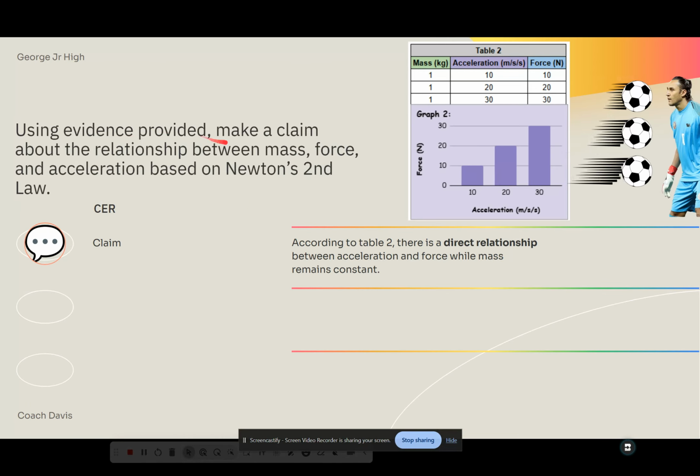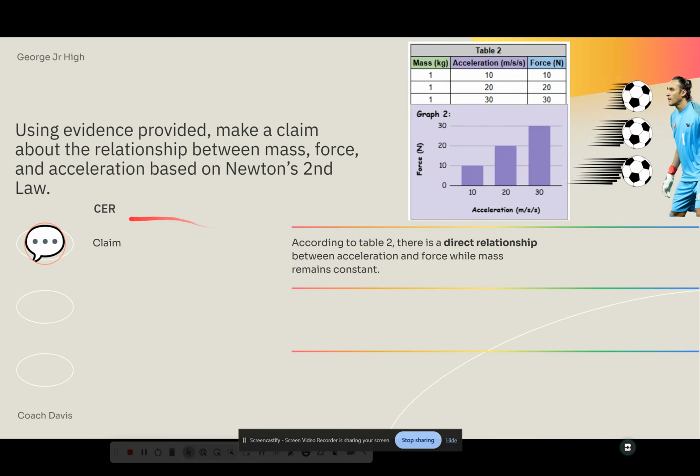Using the evidence provided, make a claim about the relationship between mass, force, and acceleration based on Newton's second law. So let's look at this. The soccer balls all look to be the same size. Except it looks like our acceleration is faster, and even faster. So, according to Table 2, I got that from up here, there is a direct relationship, upward slope, so direct relationship, between acceleration and force, while mass remains constant. There's our mass staying the same.